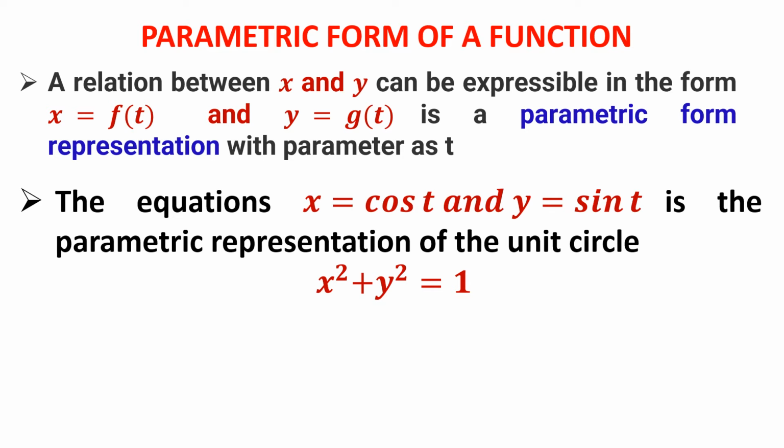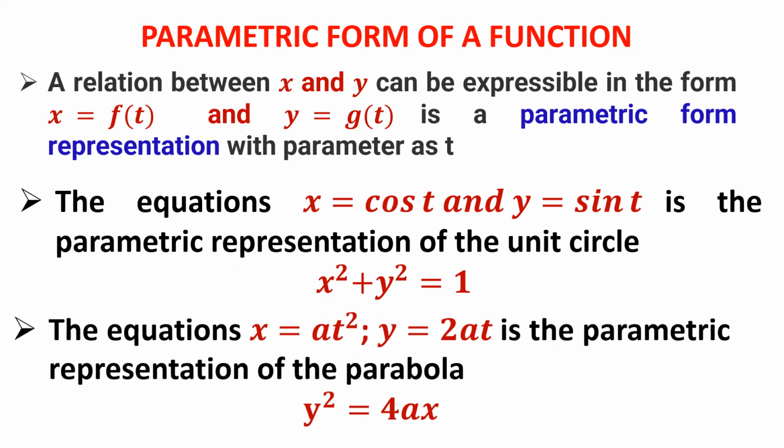The equation x is equal to cos t and y is equal to sin t is the parametric representation of the unit circle x square plus y square is equal to 1. Are you seeing a very interesting thing here? When I put x is equal to cos t and y is equal to sin t, that equation is satisfied because cos square t plus sin square t is equal to 1. All of you know that. Therefore, this is the parametric representation of the unit circle.